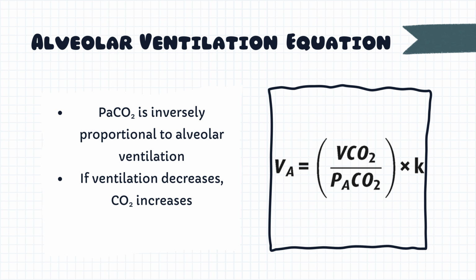This is important in assessing patients. For example, if someone is hypoventilating, their CO2 builds up, leading to respiratory acidosis. So if a patient's PaCO2 is high, it usually means their alveolar ventilation is too low. This equation is the physiological basis for blood gas interpretation in respiratory failure.